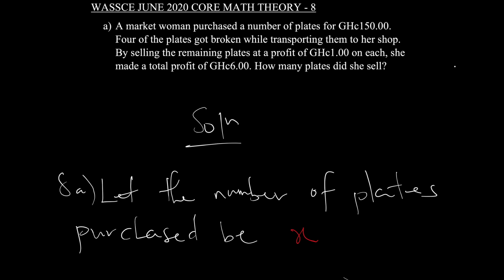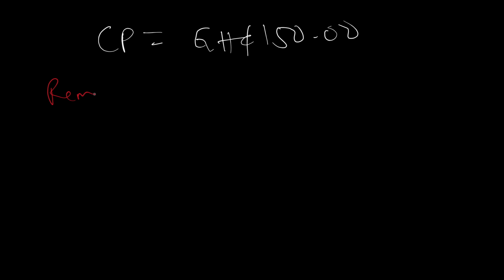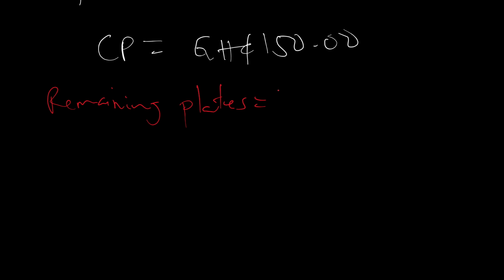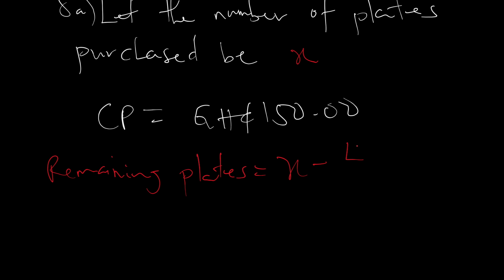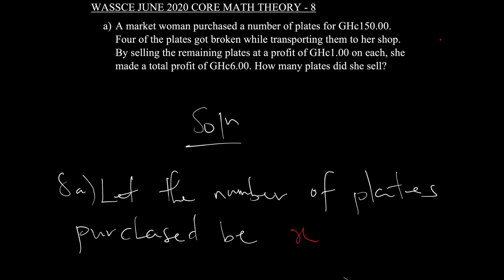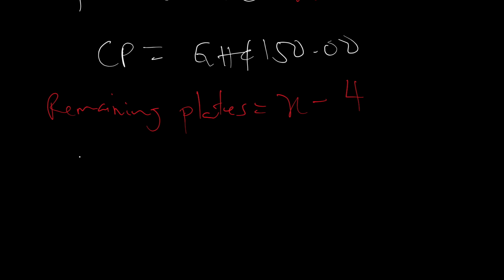Now 4 of the plates got broken. So she sold the remaining plates. So remaining plates will be equal to the total number of plates she bought, which is X, minus the number of plates that were broken, which is 4. Now we are told that she made a total profit of 6 Ghana cedi.